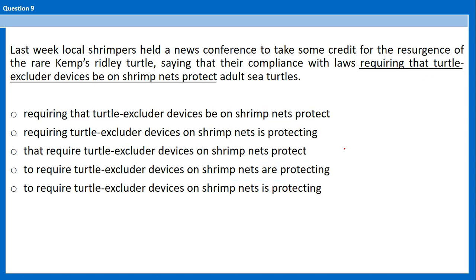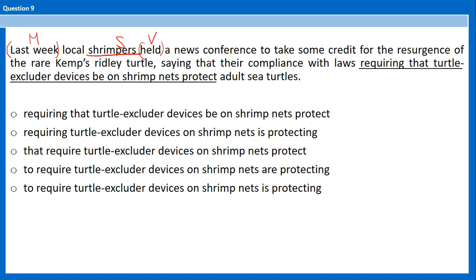Question number 9. Focus on finding the subject and the verb. Also, identify modifiers. Here you have "last week," that's a modifier of time. Local shrimpers, subject. Held, main verb. They held a news conference to take some credit for the resurgence of the rare Kemp's ridley turtle, comma.